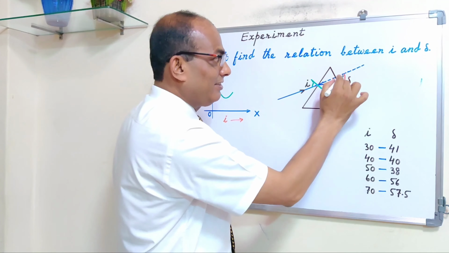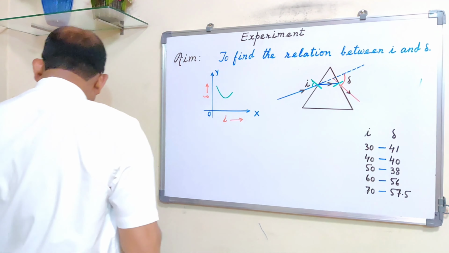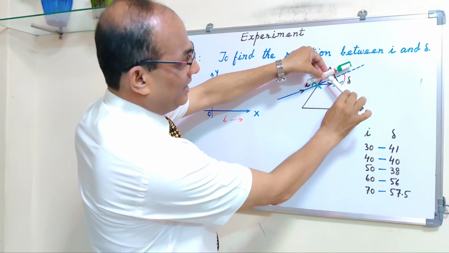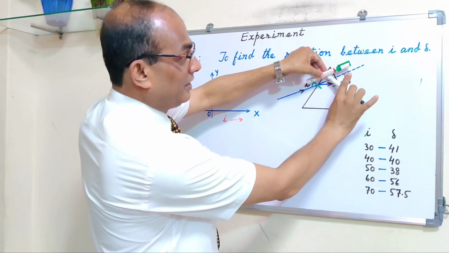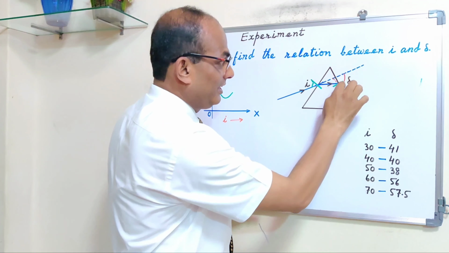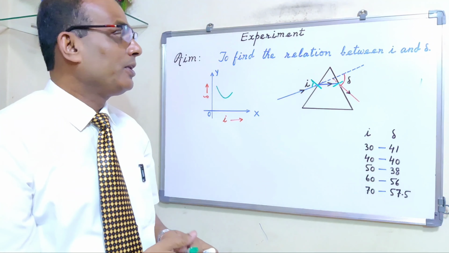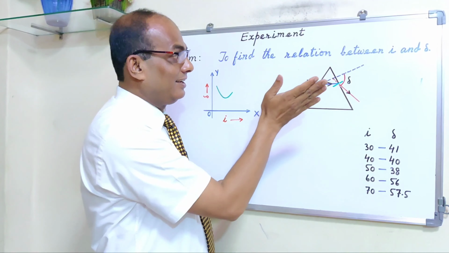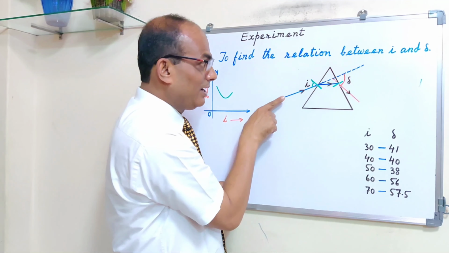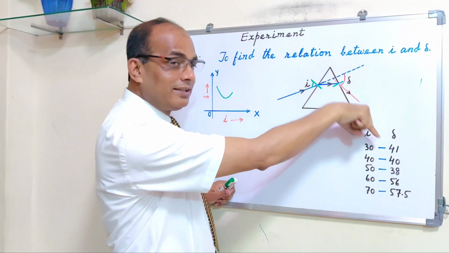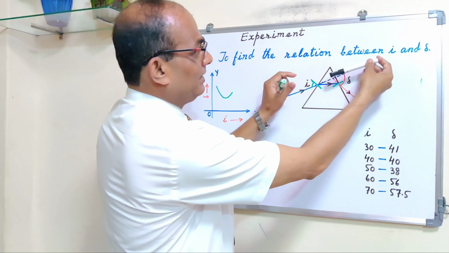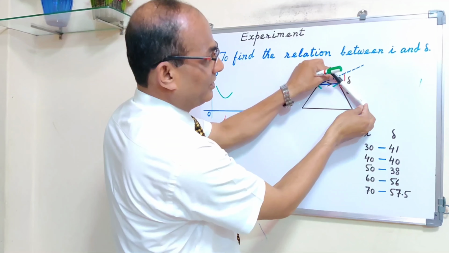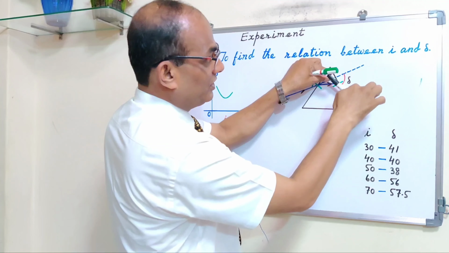So how much is the deviation? This angle. Alright. The actual path of the ray is this, but now the ray is traveling like this. So this angle is called the angle of deviation delta. I hope it's clear. How much the ray of light has deviated from its actual path. The actual path is this, and the ray of light is going like this. This much it has deviated.